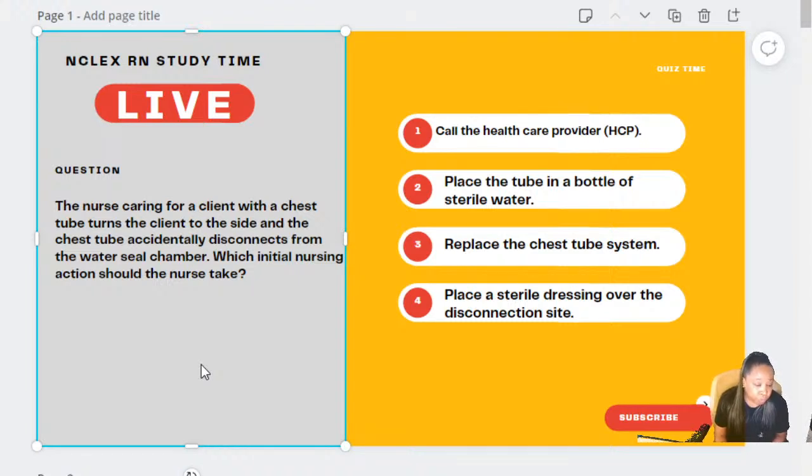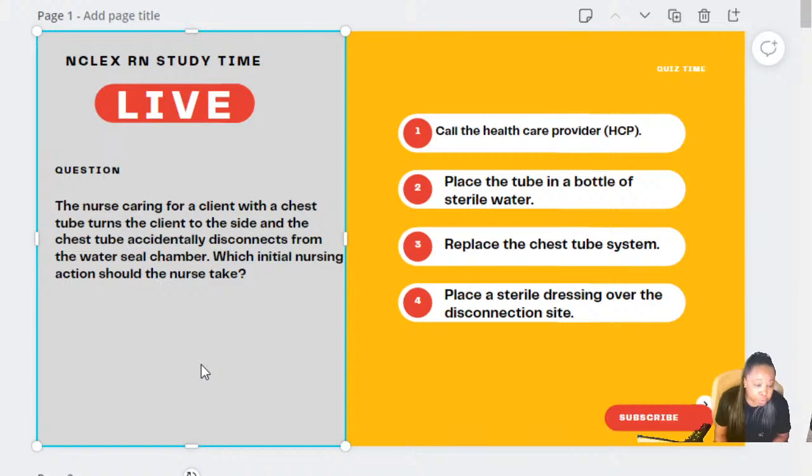There are two questions that are almost the same, but they're not the same. For example, they might tell you the tube is disconnected from the chamber, from the water seal, or the tube is disconnected from the patient. So there are two different ways of answering those questions. Now we will be working on this one. The chest tube is accidentally disconnected from the water seal chamber. What will you do as a nurse?